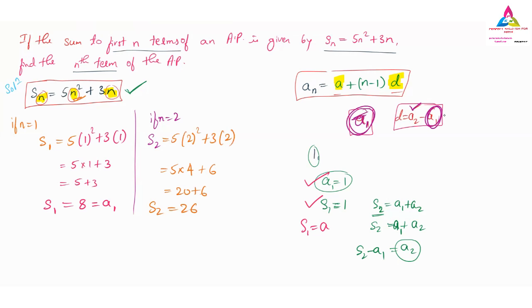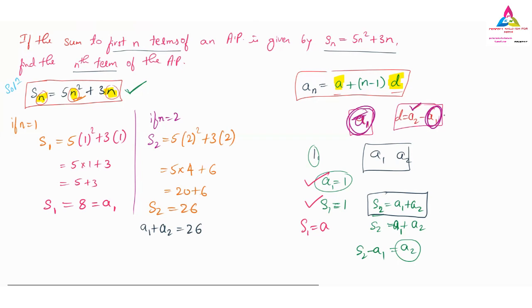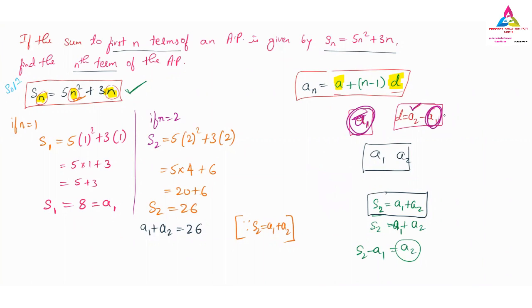Actually, we know that s2 is nothing but a1 plus a2, meaning the sum of the first two terms, the first term a1 and second term a2. That is totally what we call s2. So instead of s2, I can write a1 plus a2. That is equal to 26. Okay, so now let us continue further. If you want, you can write it in brackets, because s2 is nothing but a1 plus a2. This one you can note for your understanding. I have written this.